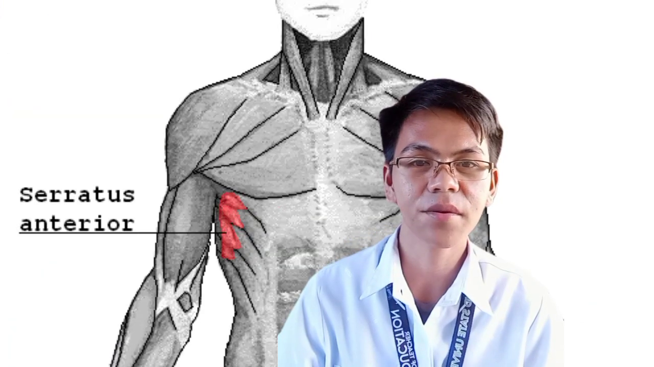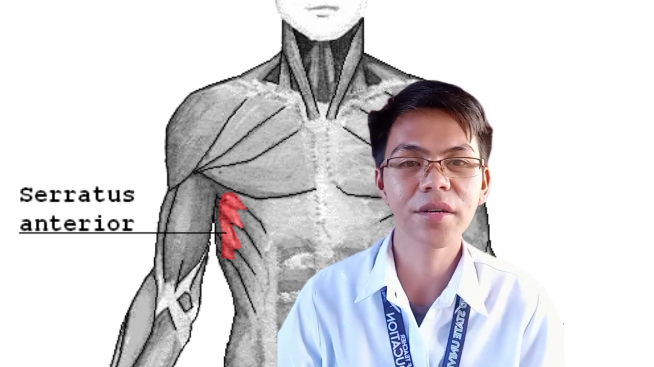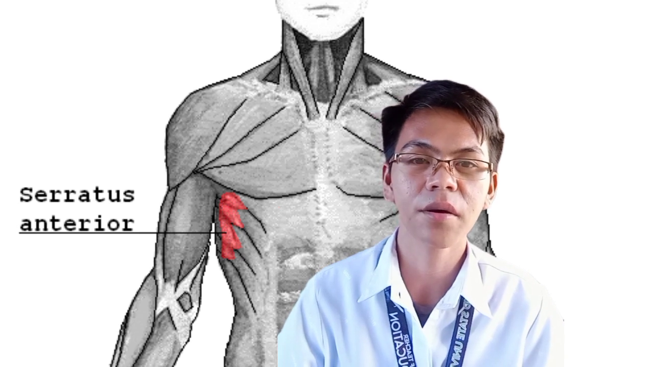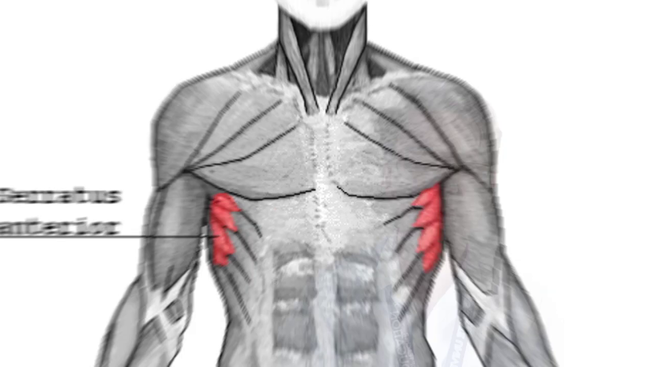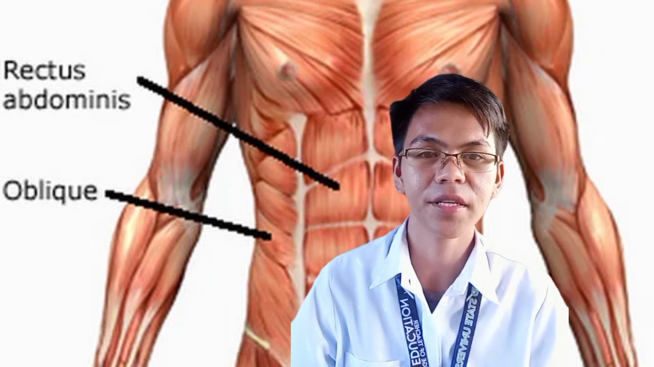Then we have serratus anterior, responsible for the anterolateral motion of the scapula, which allows for arm elevation. When the shoulder girdle is fixed, all three parts of the serratus anterior muscle work together to lift the ribs, assisting with respiration. Rectus abdominis. This functions to move the body between the rib cage and the pelvis.